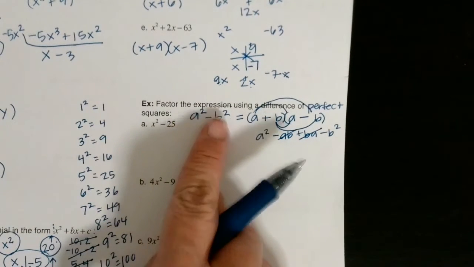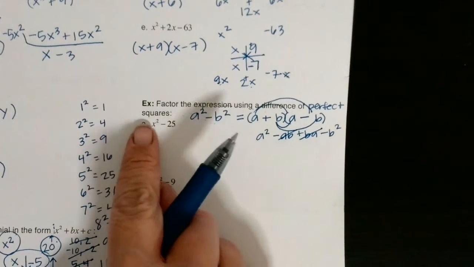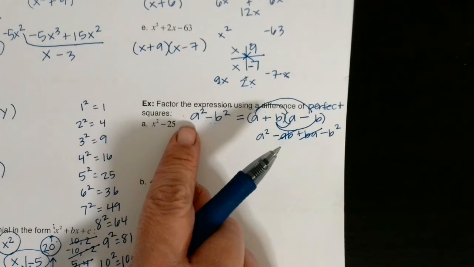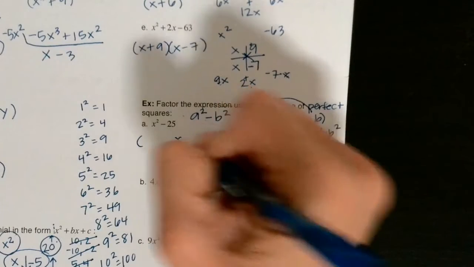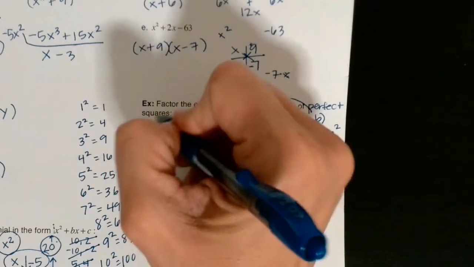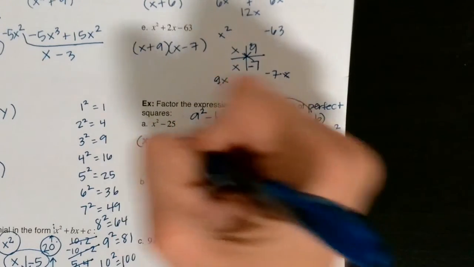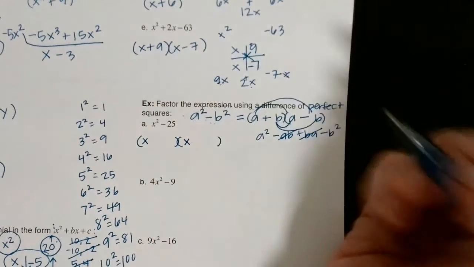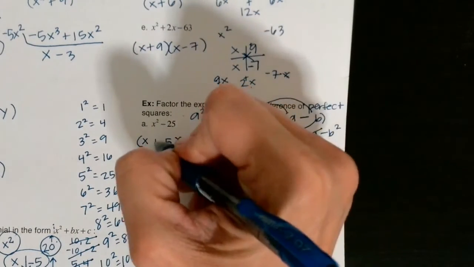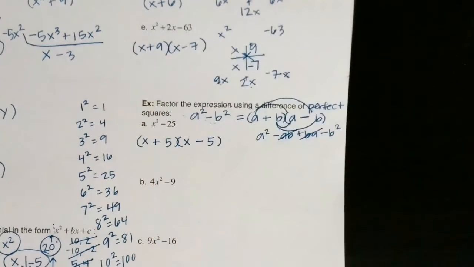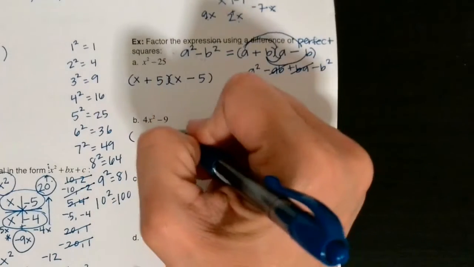Instead of having a squared minus b squared, we have x squared minus 25. So the way this is going to factor is, what's the square root of x squared? X and x. What's the square root of 25? 5 and 5, and there'll be a plus or minus in between them. That's it, guys. You got this. What about the next one?